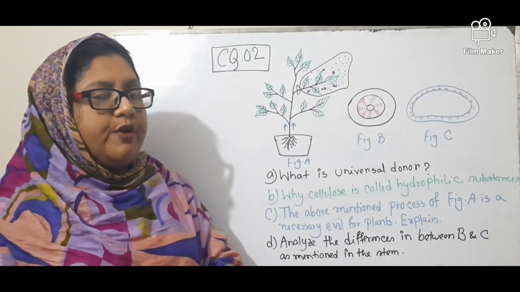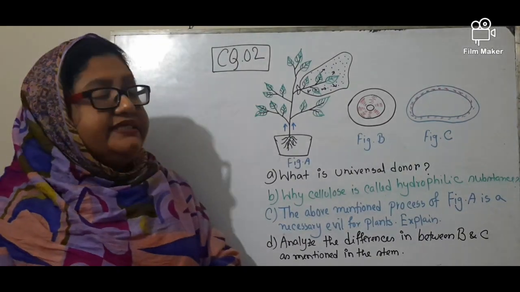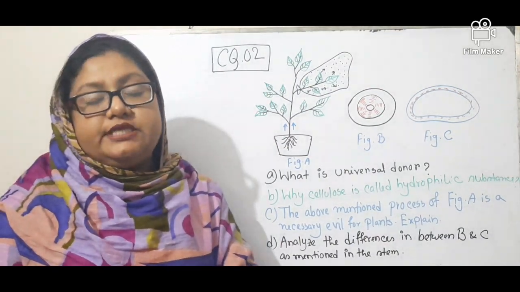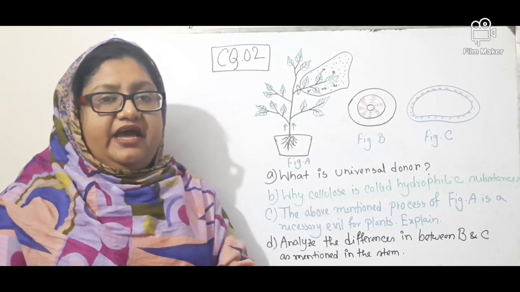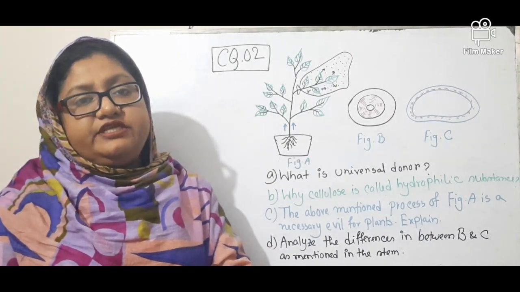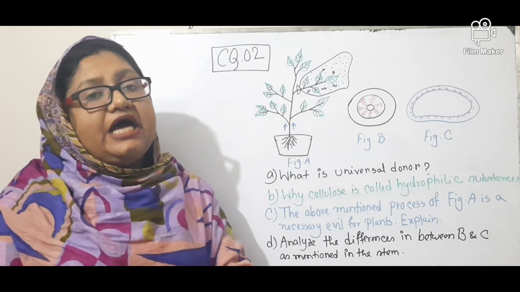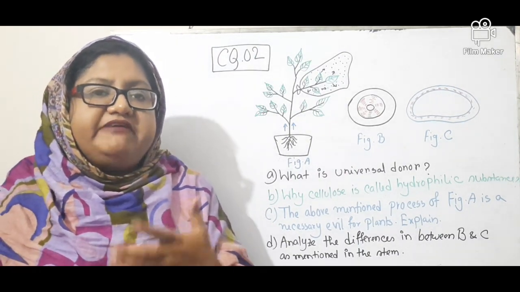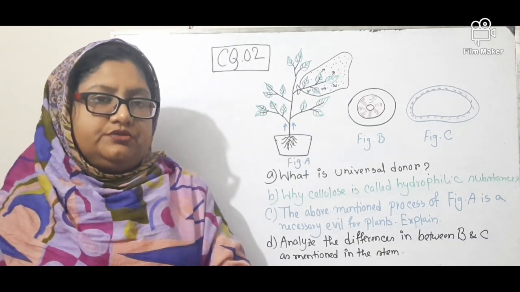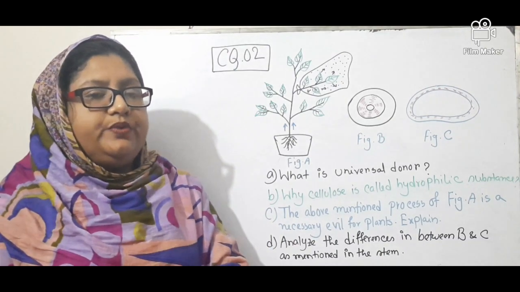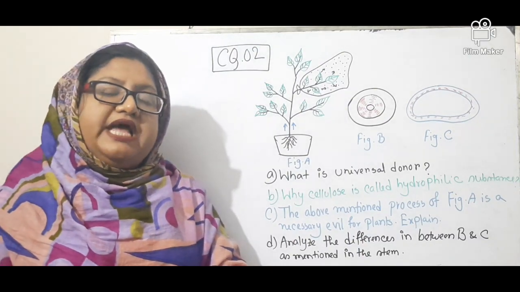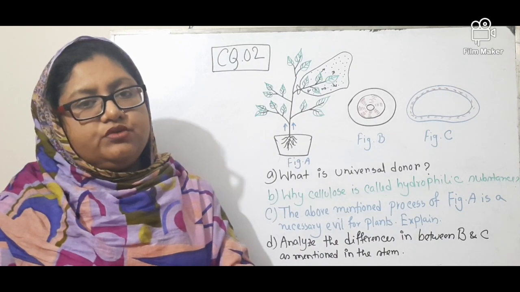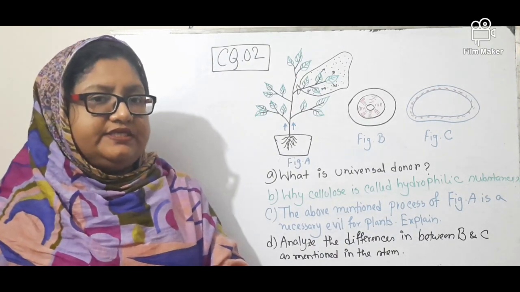Next, the comprehensive question: why is cellulose known as hydrophilic substance? You know what is hydrophilic substance? The substances which have an affinity to water are known as hydrophilic substance. That means this substance has an attraction to absorb water. So in the answer you will write, hence cellulose has an affinity to absorb water. That is why cellulose is known as hydrophilic substance.